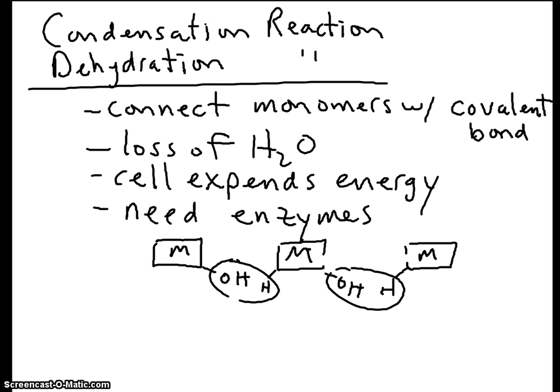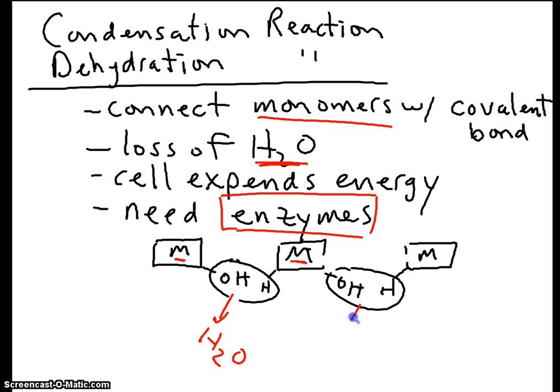So again, condensation or dehydration reactions are used to connect monomers. We're going to get into the vocabulary a little bit in terms of the single pieces, and we're going to link those together with a covalent bond to make polymers. It always involves the loss of water. The cell expends energy to do it, and the big thing that we'll spend more time on later is that they need enzymes. Whether it's a ligase, a sucrase, or something else, there's an enzyme that helps facilitate that reaction. The general formula is that we take individual monomers and link them together with the loss of water, and for every bond that's made, one molecule of water is released.